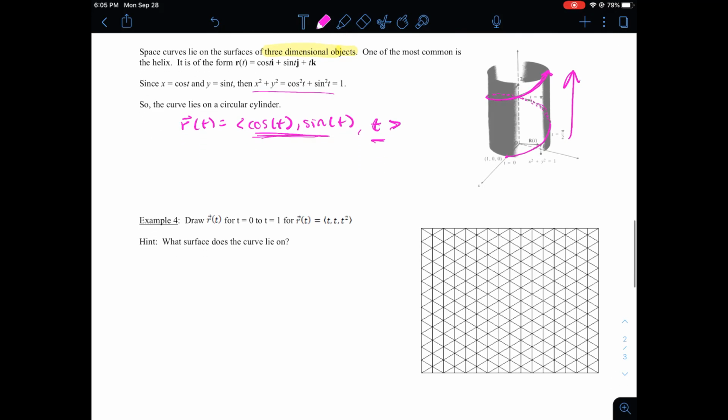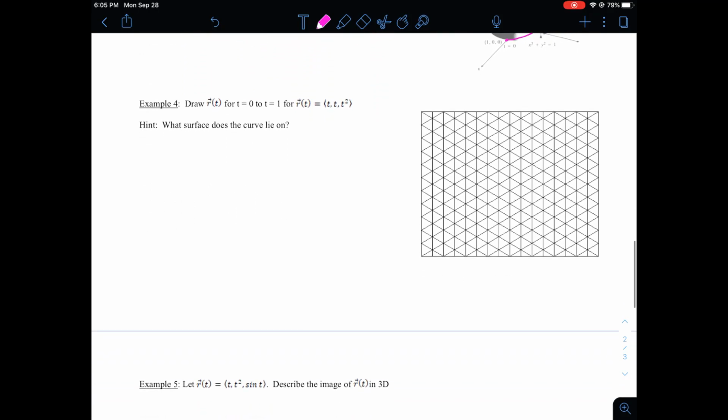So I want to look at another one. I'm going to use a different technique, called looking at different slices or traces of the curve. We're going to compare, knowing that if I separated this out into parametric form, I could write it as x equals t, y equals t, z equals t squared.